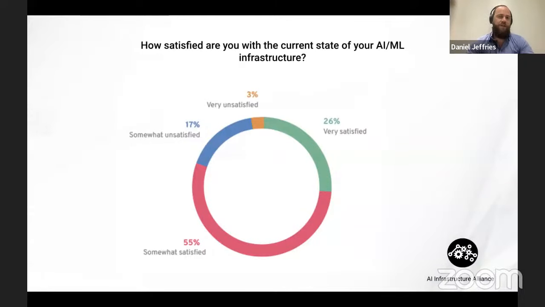One of them was, how satisfied are you with your current AI/ML infrastructure? And the answer is only 26% are very satisfied. But that leaves a lot of room for improvement. It means most people don't have a definitive architecture. We're not at the VMware stage where you just pick VMware to run your virtualization and it's probably going to work out fine.